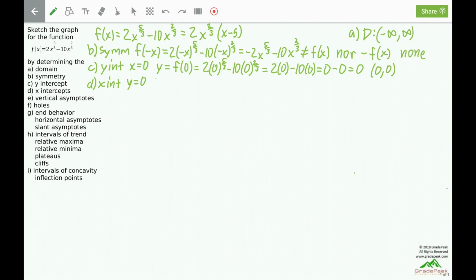So y, which is f of x, will be set to be 0, and it can be set equal to the factored version of the function. And since it's factored, we can easily solve. Because of the x to the 2/3, we get x equals 0, because 0 to any positive non-zero power is 0. And from the factor x minus 5, we get x equals 5. We have a y-coordinate of 0, and we found the corresponding x-coordinates of 0 and 5. So that'll be (0, 0) and (5, 0) as the two x-intercepts.